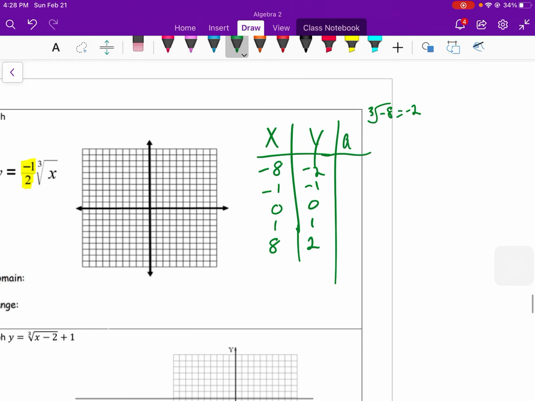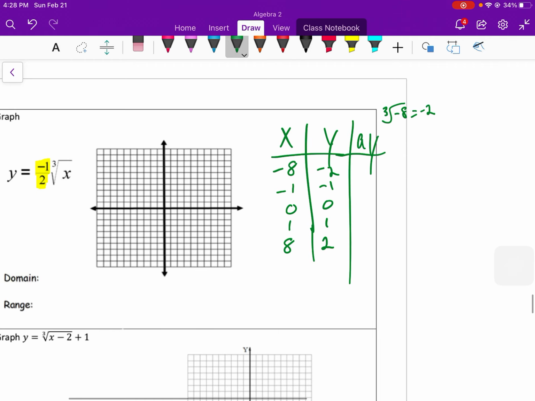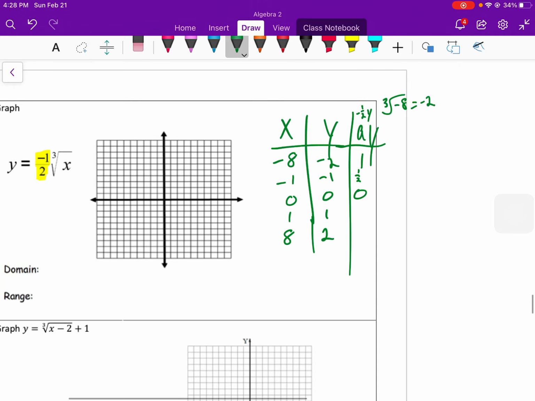Then we can see how our a will affect it. It's a -½ times y. So for all our values of y, we're multiplying it by -½. So -½ times -2, that gives us an output of 1. Then we have -1 times -½. So that's just half. We have 0 times -½, 0, -½, and then we finally have -1.